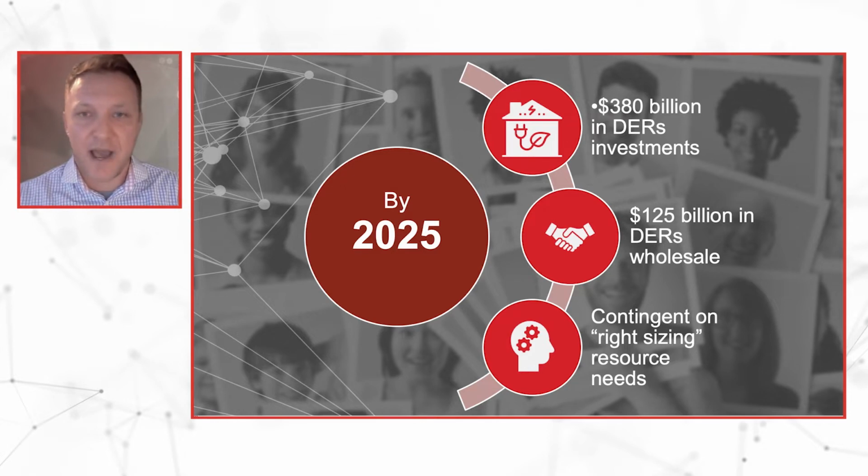So a couple quick statistics here. By 2025, DOE is projecting that $380 billion will be invested in distributed resources on the grid writ large. In a similar period of time, they're expecting, with the opening of DERs into wholesale markets as a result of the passage of FERC 2222, which I'll get into in a minute, at least an additional $125 billion in DERs wholesale transactions to occur in that same time period. But of course, all of this is contingent on right sizing the resource needs. And so how exactly do you best do that?